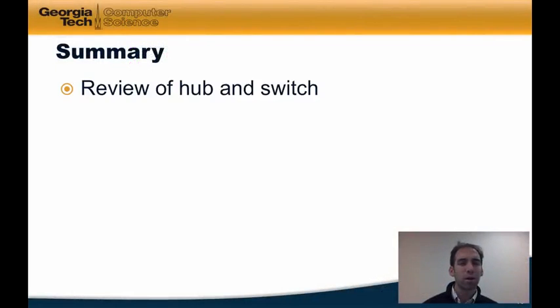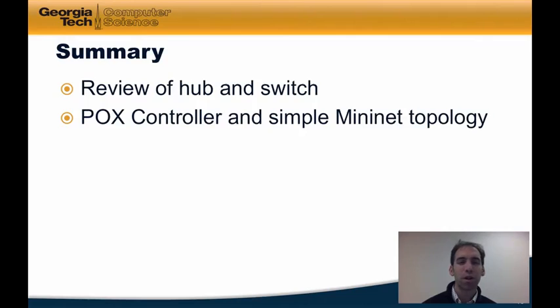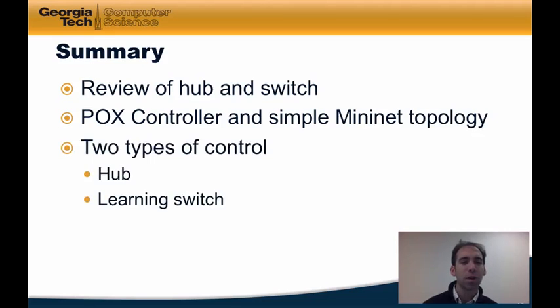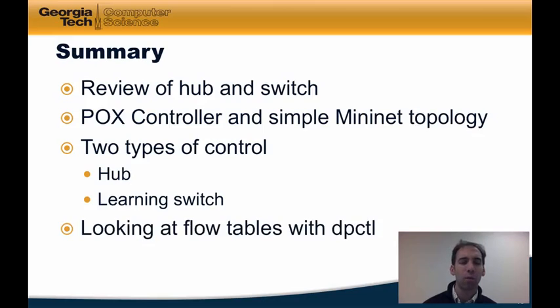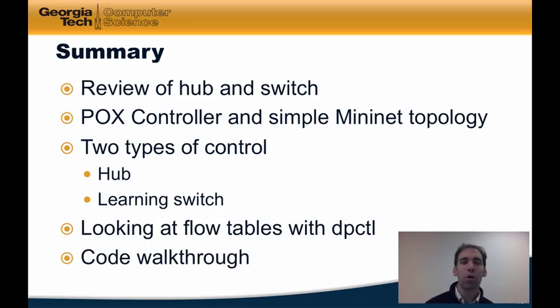In summary, we reviewed the basic operations of a hub and a switch. We set up a simple Mininet topology and used the POX controller to implement hub and switch functions. And we explored how to implement these two types of control inside the POX control framework. We looked at how the behaviors differed in terms of the flow table entries in the switch using DPCTL, and we also walked through the code itself.